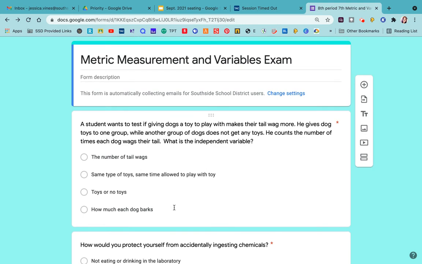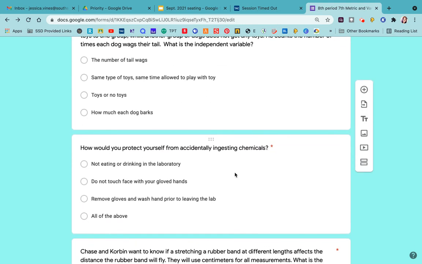dog barks. How would you protect yourself from accidentally ingesting chemicals? Ingesting means to take in your body. No eating or drinking in the laboratory. Do not touch face with your gloved hands. Remove gloves and wash your hand prior to leaving the lab. Or D, all of the above.